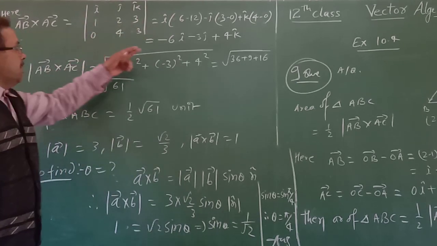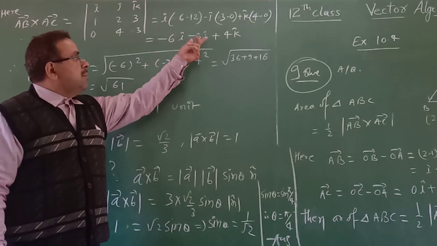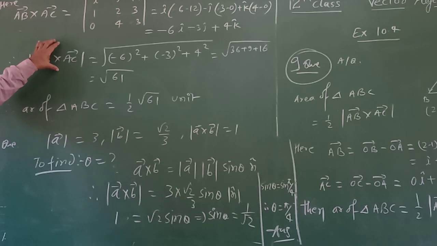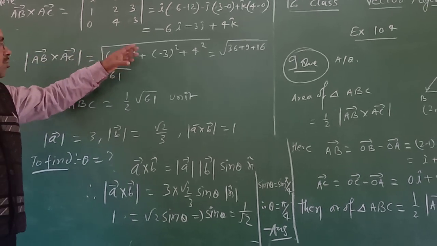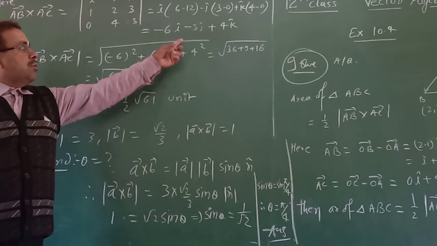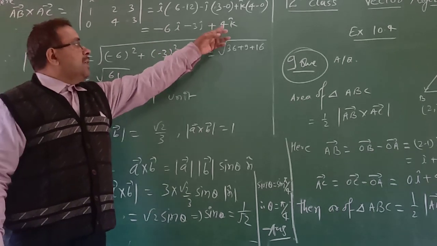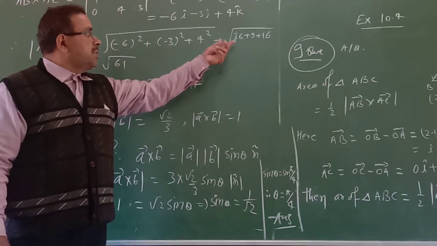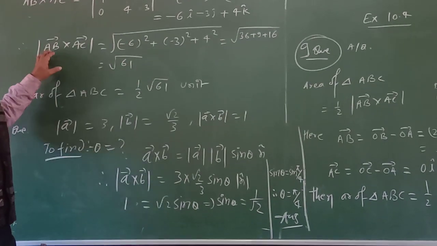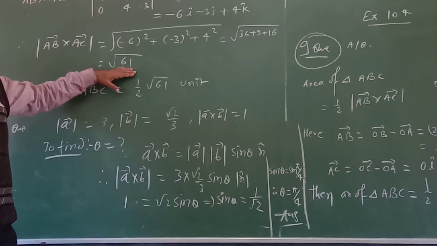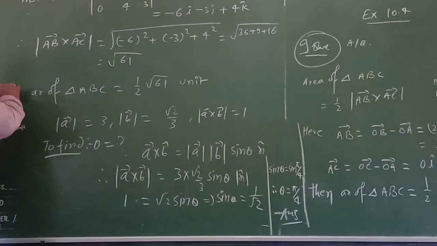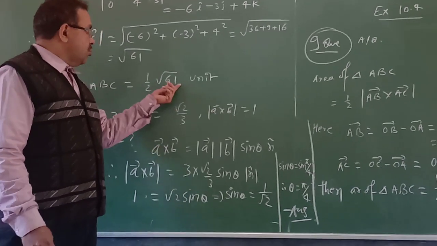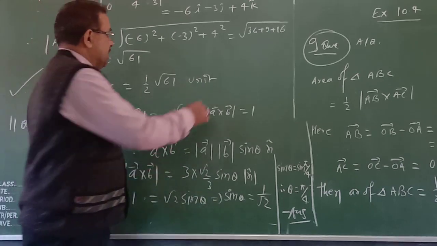So AB cross AC is equal to minus 6i minus 3j plus 4k, and the magnitude of AB cross AC is equal to root over (minus 6) square plus (minus 3) whole square plus 4 square, and 6 square is 36, plus 9 plus 16. The magnitude of AB cross AC is equal to root over 61, and hence the area of triangle ABC, after putting the value, we get half root over 61 unit as the answer of this question.